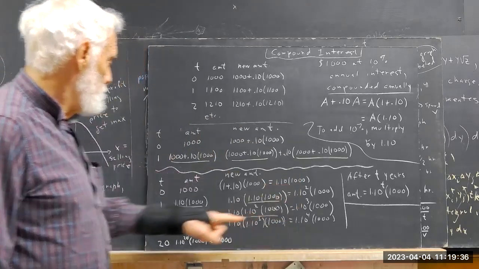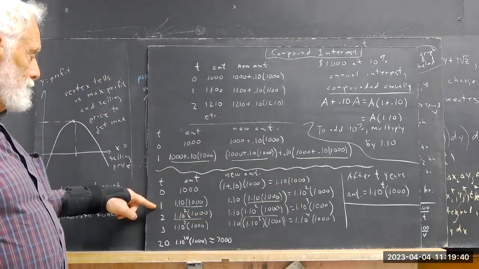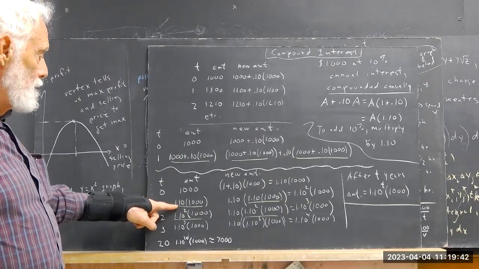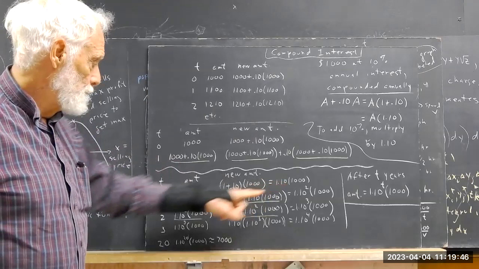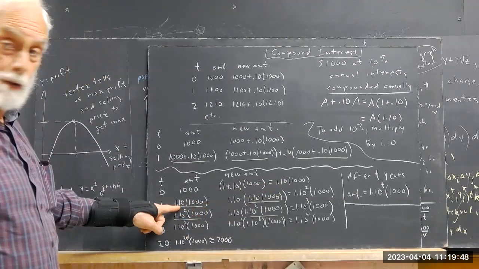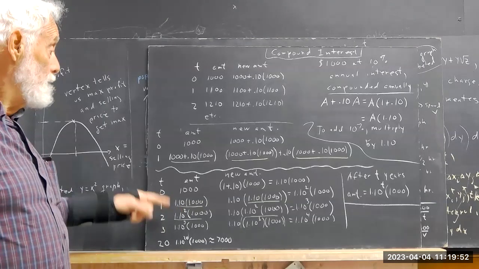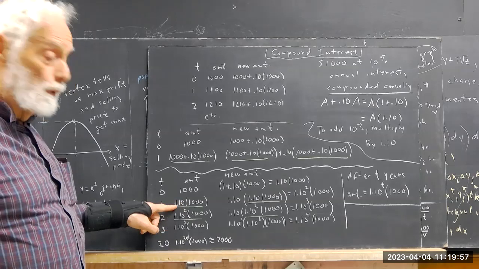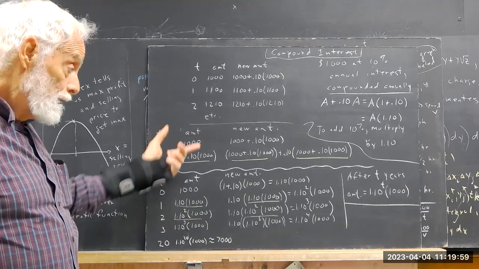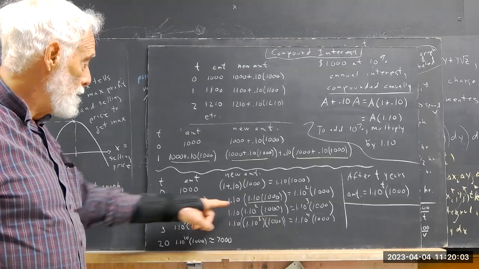Okay, so at the end of year 1, you're going to have 1.10 times $1,000. There is the new amount. Then we want to see what we get the next year. Well, we multiply this by 1.10, and we get the amount for the next year. So we multiply 1.10 times 1.10 times 1,000.